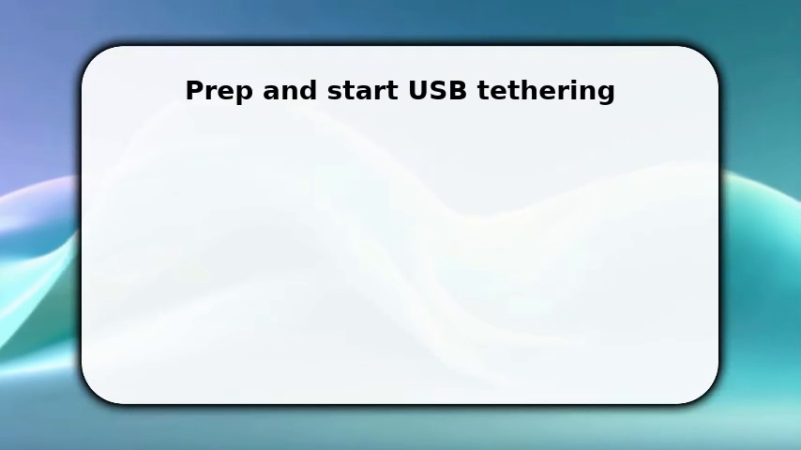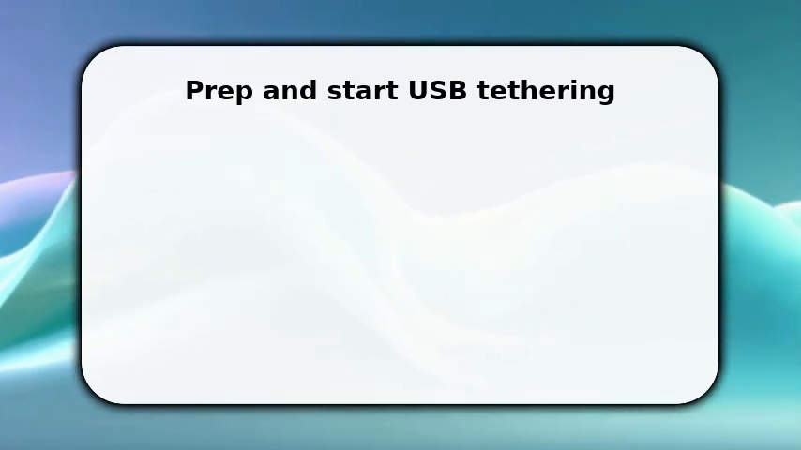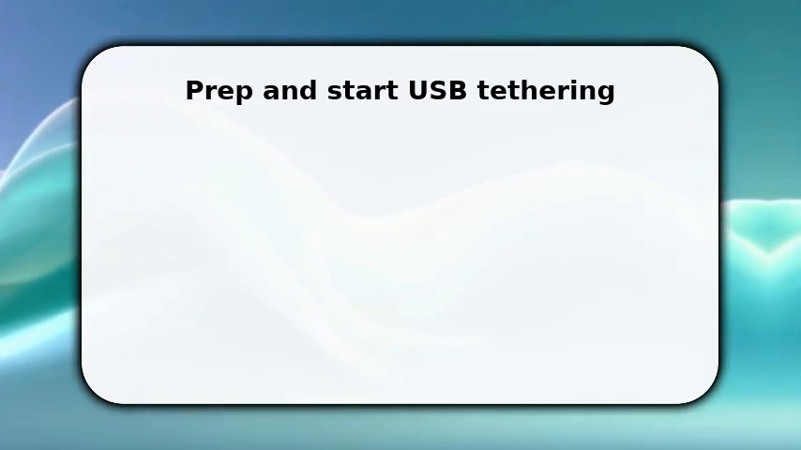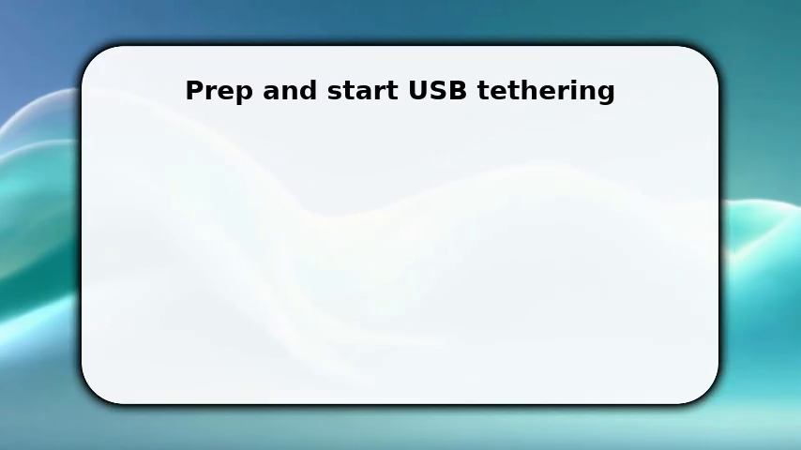Enjoy the video. You begin by preparing the essentials. Connect the phone to the computer with a data-capable USB cable and turn on mobile data. Once connected, unlock the phone and open Settings.